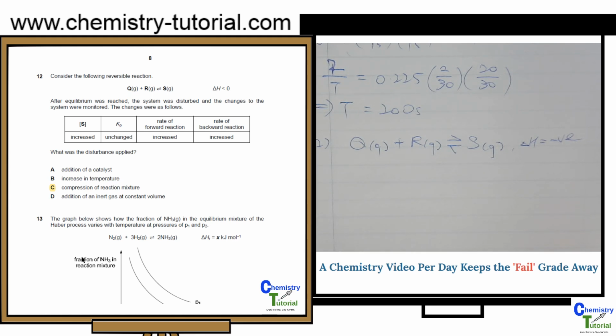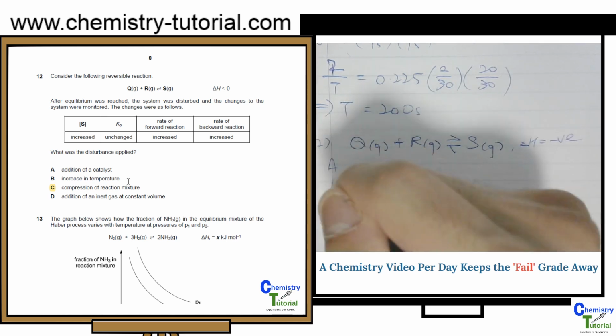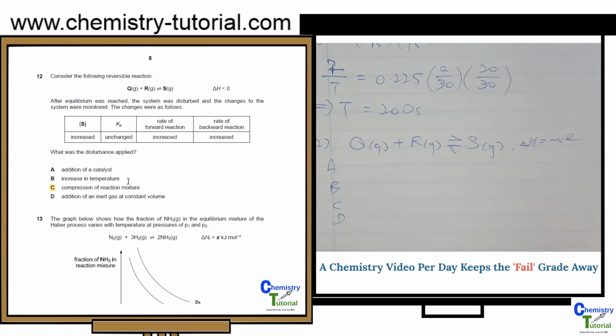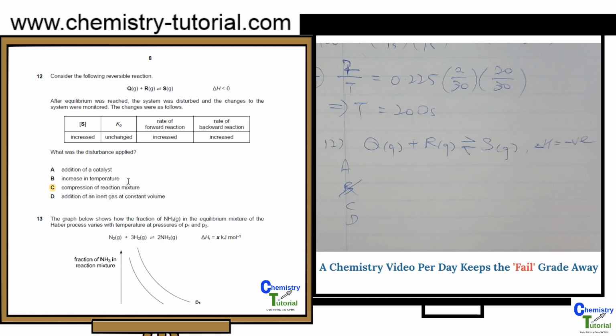Now notice that there's no change in K. K is your equilibrium constant. So equilibrium constant can only be changed if there's a change in temperature. In other words, actually option B is out. Okay, so let me just write out the possible options A, B, C, and D. Right, because the Kp remains unchanged, so that means there's no change in temperature. So option B is out.